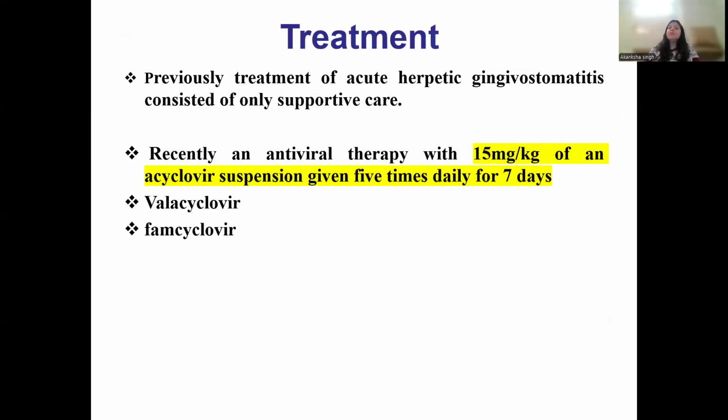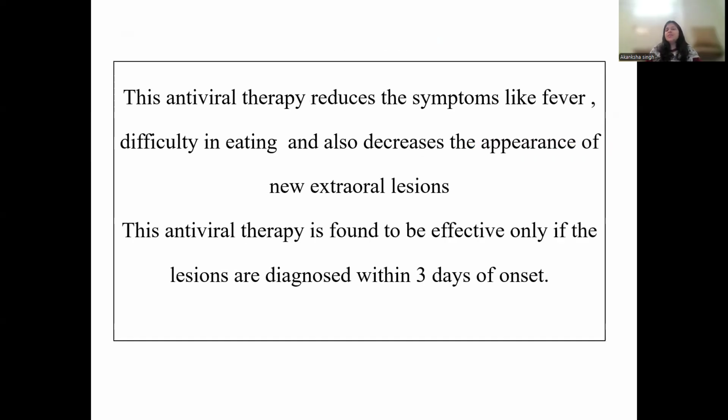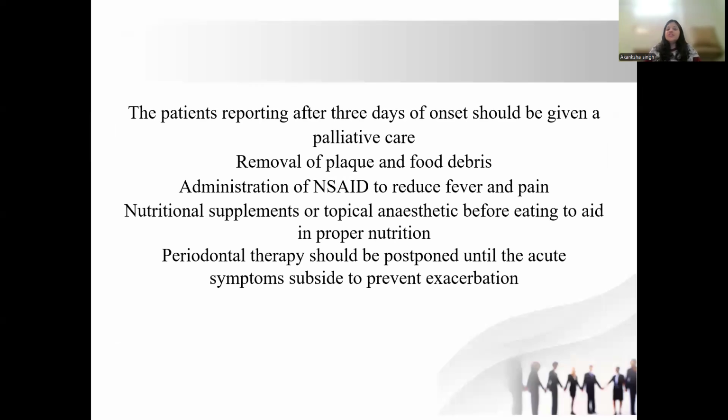When we talk about the treatment, previous treatment of acute herpetic gingivostomatitis consisted of only supportive care. Recently, antivirals like acyclovir have been given 5 times daily for 7 days, 15 mg per kg. Valacyclovir and famciclovir are other antiviral therapies. Antiviral therapy reduces symptoms like fever and difficulty in eating, and also decreases the appearance of new extraoral lesions. It is found to be effective only if the lesions are diagnosed within 3 days of onset, because these lesions are supposed to heal on their own. A patient reporting after 3 days of onset should be given palliative care.